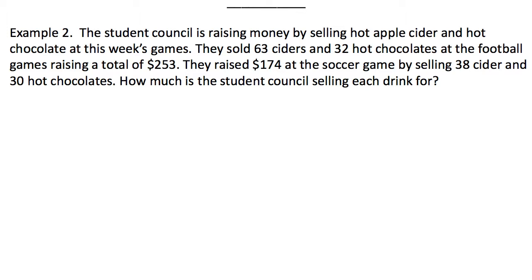So let's read it. The student council was raising money by selling hot apple cider and hot chocolate at this week's games. They sold 63 ciders and 32 hot chocolates at the football games, and they got a total of $253. They raised $174 at the soccer game, by selling 38 ciders and 30 hot chocolates. Okay, so we want to know how much they're selling each drink for.